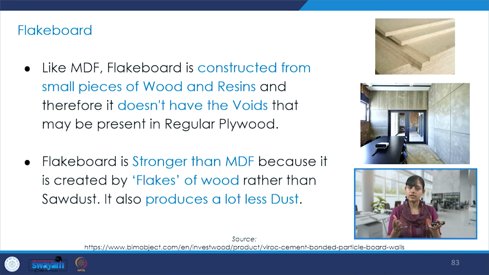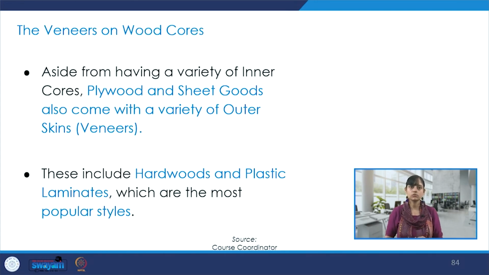There is also HDF. Like medium density fiber board MDF, there is HDF which is also used and found in the market, high density fiber board. It is stronger than the MDF board. Then there is flake board, which is also a popular product. It is constructed from small pieces of wood and resins, not just sawdust, and therefore it doesn't have the voids and it is stronger than MDF. It produces a lot less dust. So this is also a product that can be used.